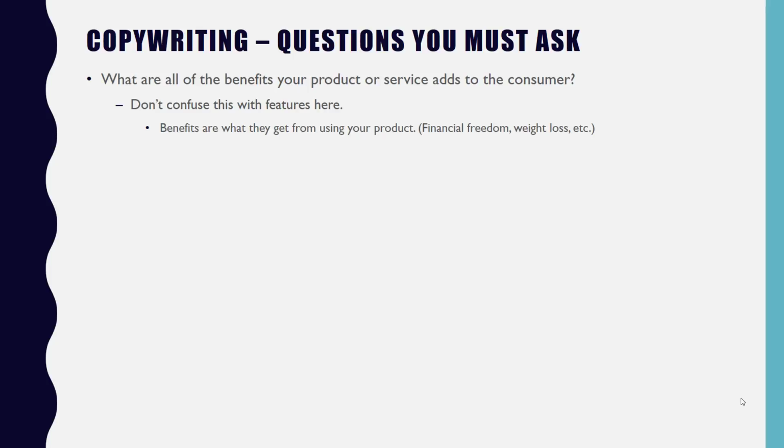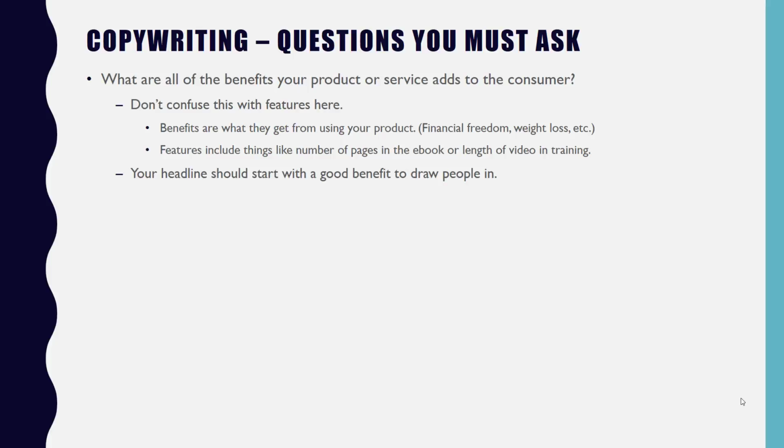Benefits are what they get from using your product. So that would be financial freedom, weight loss, vacations, no longer having to work a regular 9 to 5 job, free time, time with family. Features are things like number of pages, how many hours of video are in this training course, how many video lessons are there. Those are the features. But make sure that you know all the benefits of your product. Your headline should really draw people in with a good benefit. That's really important. And you want to paint an image of your customers of the life after your product.